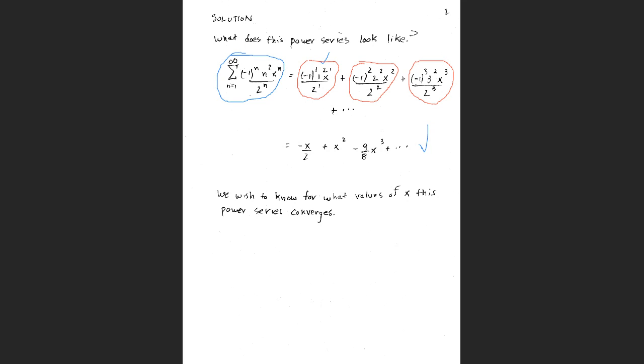And so the first three terms of the power series look like this: negative x over 2 plus x squared minus 9/8 x cubed. We wish to know, of course, for what values of x this power series converges, and that's where we're going to use the ratio test. But I wanted just to write out the first three terms of the series just to make it less abstract for you. Is this sort of helpful? Okay, excellent, it helps you remember what a power series represents. Excellent.